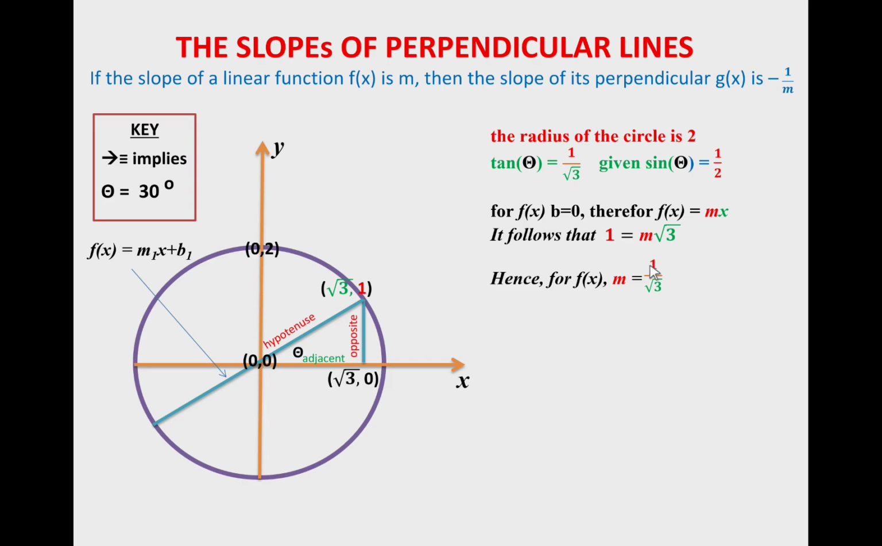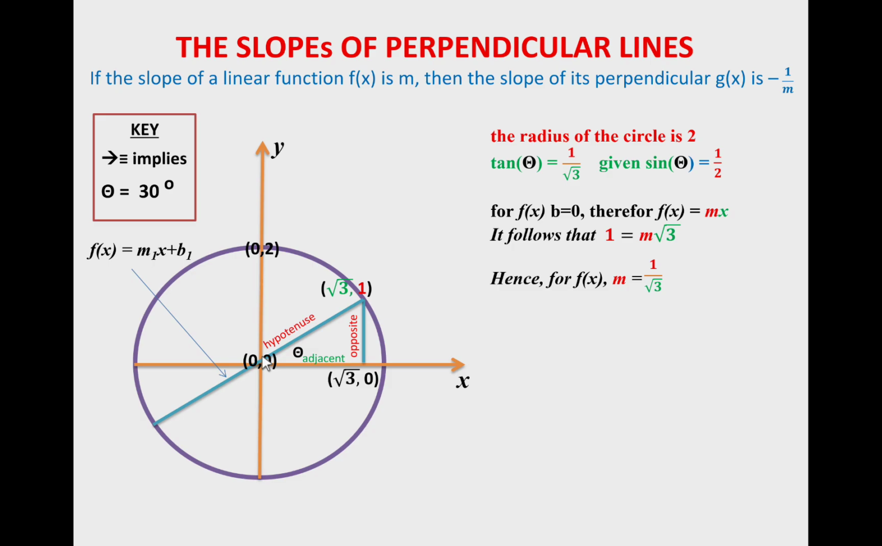Interestingly enough, the slope 1 over square root of 3 is equal to the tan of the angle adjacent to it. So we can see that there is this relationship we took for granted: the tangent of an angle is really the slope of the line that's adjacent to the angle.